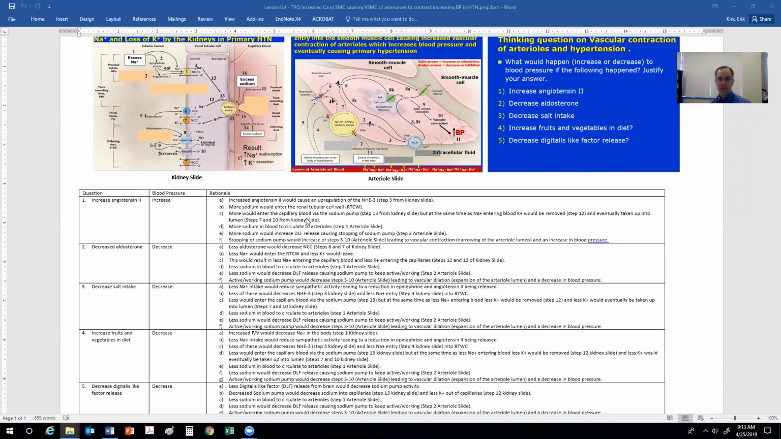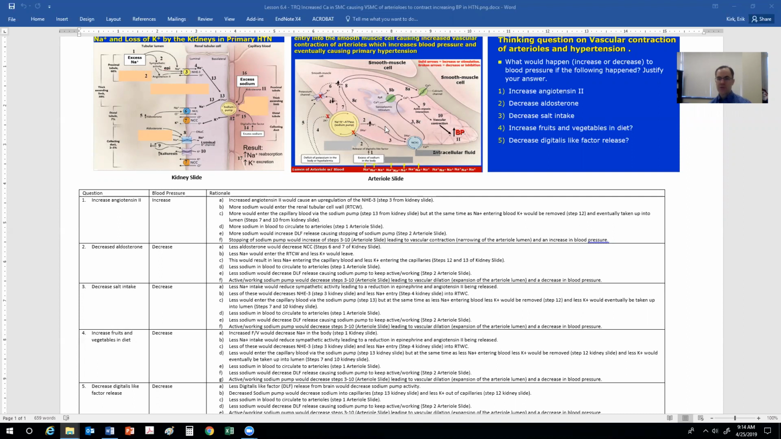Here are the questions. I put the questions down here. Here's the result in the blood pressure, and then here's the rationale. So when it refers to the kidney slide, that's referring to this slide. Anything that talks about the arterial slide, you're going to be focusing on this particular slide.